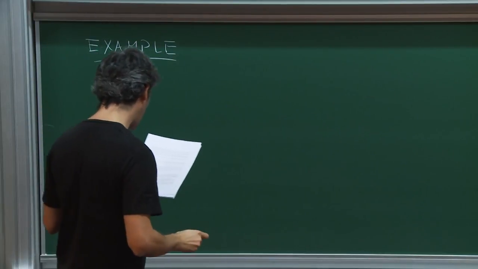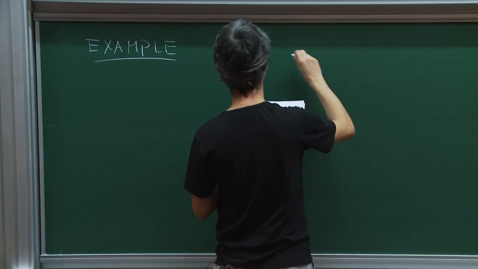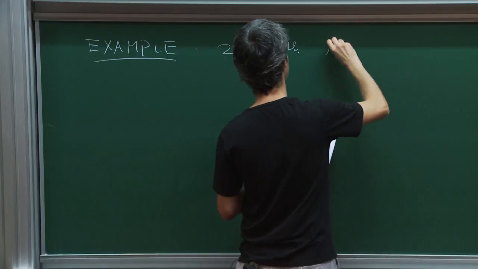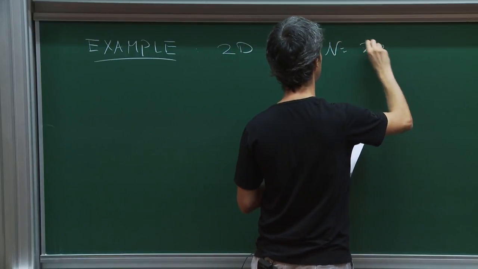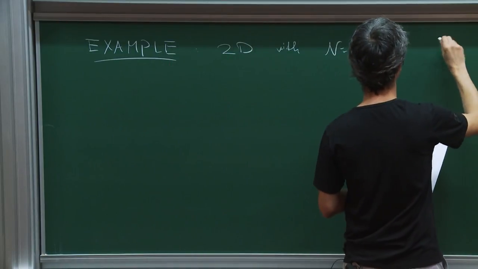And so I would like to discuss two-dimensional theories with a certain amount of supersymmetry, which is (2,2), which corresponds to 4 supercharges.